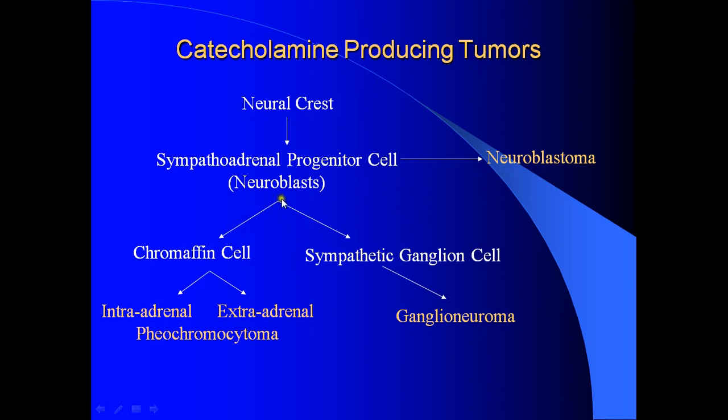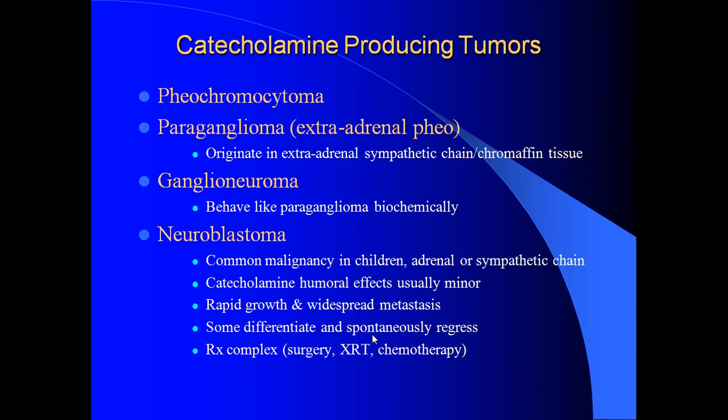Then the neuroblasts differentiate into two types of cells: the chromaffin cells and the sympathetic ganglion cells. The chromaffin cells are present either inside the adrenal gland or outside the adrenal gland, and their tumors are called pheochromocytoma. While the sympathetic ganglion cells, when they become tumorous, are called ganglioneuroma. So pheochromocytoma, then we have paraganglioma originating in the extra-adrenal sympathetic chain or chromaffin tissue.